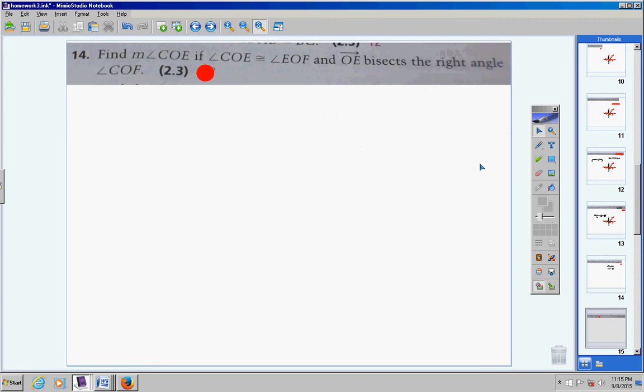Number 14. Find the measure of angle COE if COE and EOF are congruent and OE bisects the right angle COF. So I know I've got a right angle. Okay, there's my right angle. It's right angle COF. Got it. Now, OE bisects this right angle, so I'm going to cut it right in half, the best that I can, okay? So OE bisects the right angle.